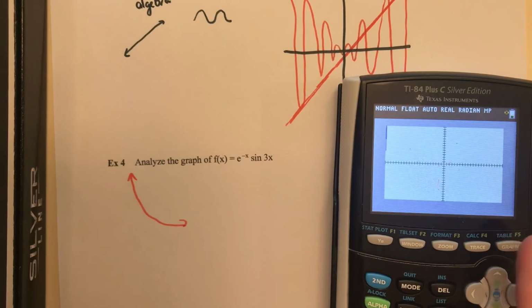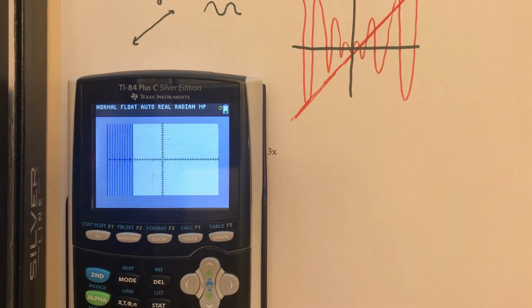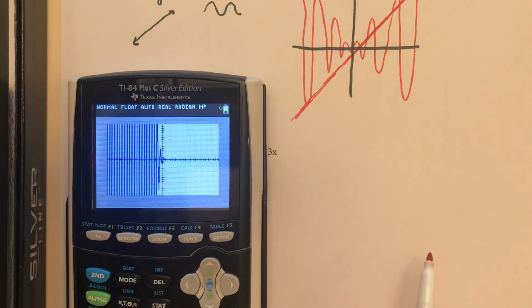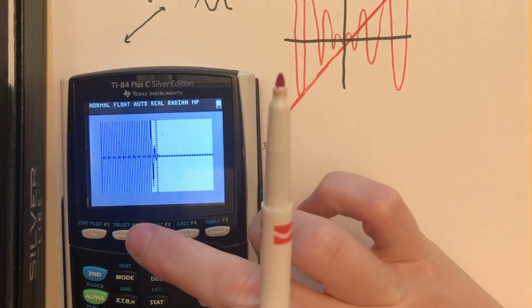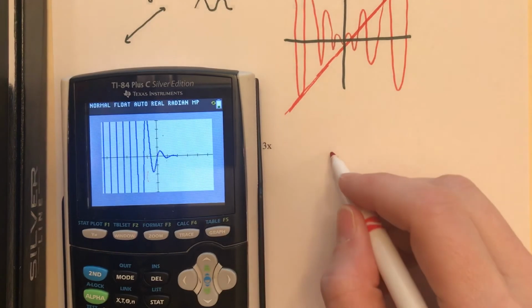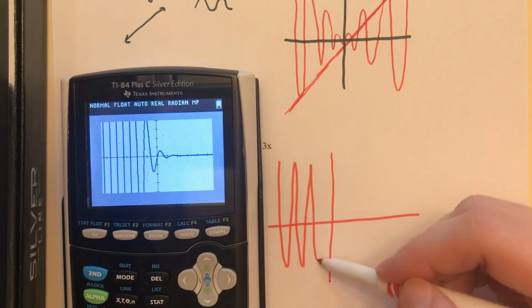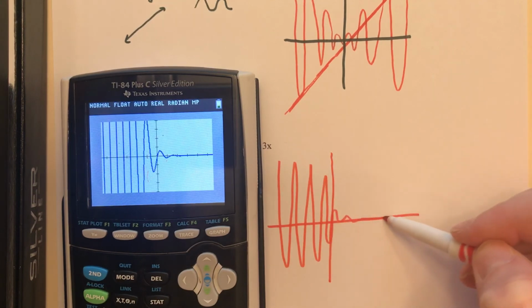So let's take a look at the graph. I'm still zoomed out, but that should be okay. This kind of looks crazy right now. So if you want to go back to your zoom trig, it might look a little nicer, maybe not. Yeah, it kind of looks nicer there. Okay, so I'm going to draw a graph of this. So it kind of looks like it goes up and down and then eventually tapers out.